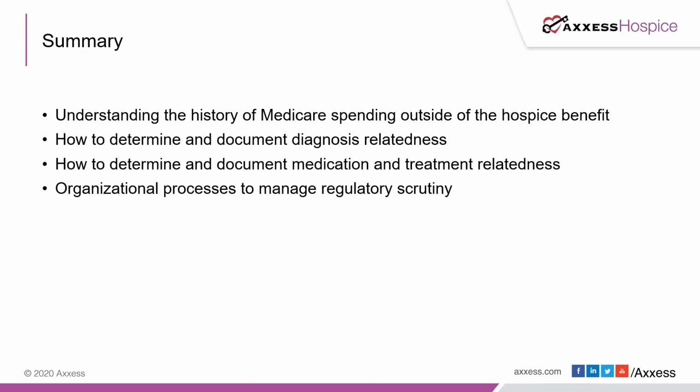So, in summary, today we reviewed the history of Medicare spending outside the hospice benefit and why this is now under a lot of scrutiny. We looked over documenting and determining diagnosis relatedness and unrelatedness. We discussed how to determine and document medication and treatment relatedness and unrelatedness, and discussed some ideas for organizational processes to manage the regulatory scrutiny, both CMS as well as your potential ZPIC and RAC audits.